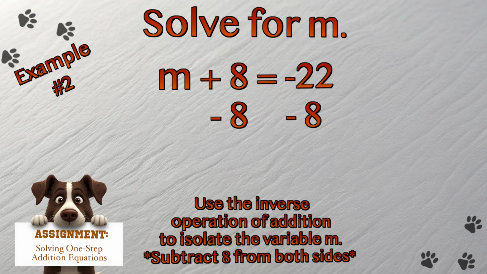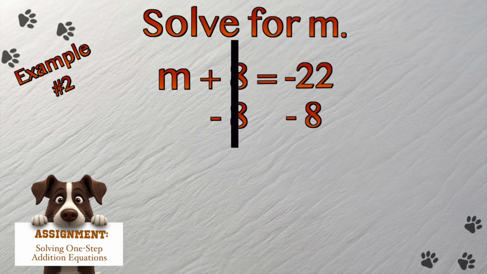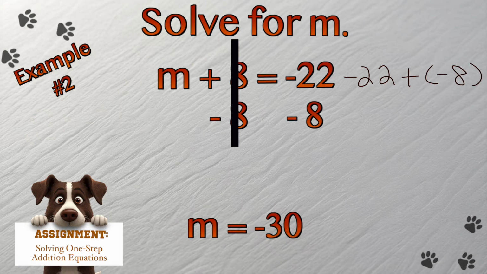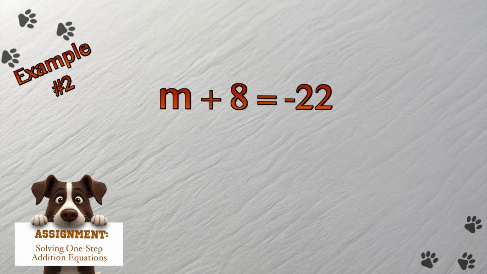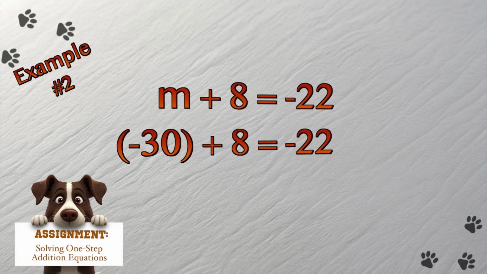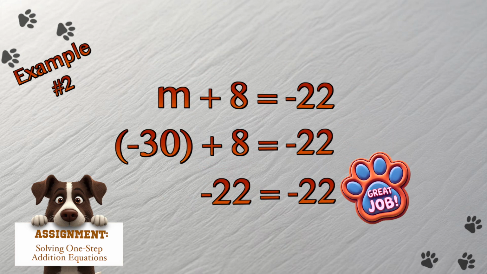Remember to apply your integer rules as you subtract 8 from negative 22. Notice on the left, 8 minus 8 cancels out or isolates the variable. As we look at the right side of the equation, negative 22 minus 8 can be rewritten as negative 22 plus negative 8. This leaves us with m equals negative 30. All we need to do now is check our answer by substituting negative 30 for m. As you can see, negative 30 satisfies the equation.